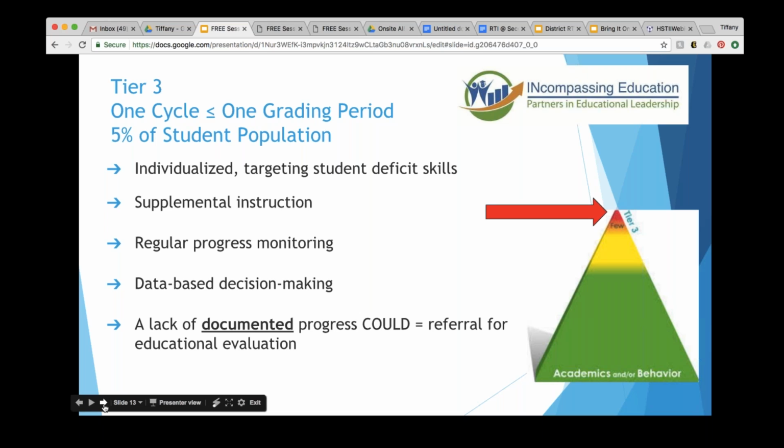At the end of Tier 3, again, you have options. A lack of documented progress could mean a referral for an educational evaluation so you can get some more information to determine the best next steps for this student. However, simply coming to the end of Tier 3 does not mean an automatic referral. You could have the student continue the same intervention for another intervention cycle. You could have them continue another cycle of Tier 3 intervention but modify the intervention that is being provided. Or again, you could get everyone together from that RTI task force and determine if a referral for an evaluation is the best next step for that particular student.